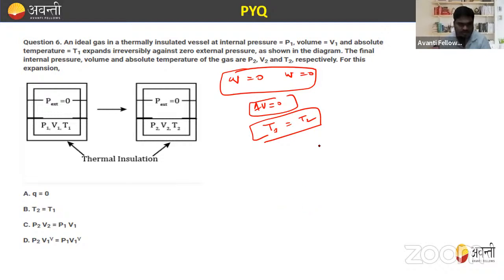Now, when T1 is equal to T2, at constant temperature we know that P1 V1 is equal to P2 V2. That is option C, and option A and option B. So these are all correct. So which option is correct for this question, beta? In this question, they ask the final internal pressure, volume, and absolute temperature of the gas, P2, V2, for this expansion. So we can derive this. Okay, so this is the desired equation.